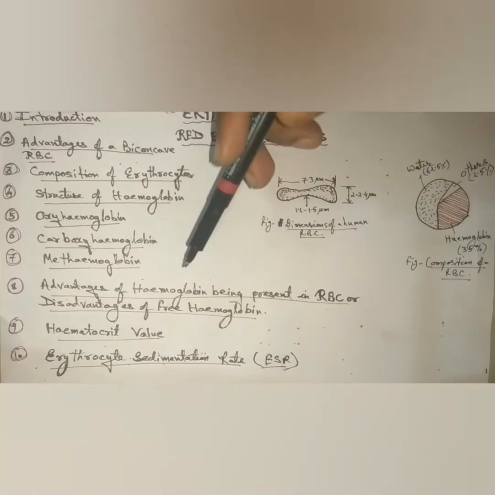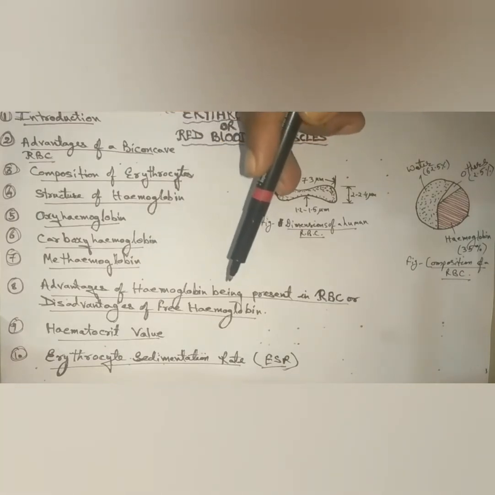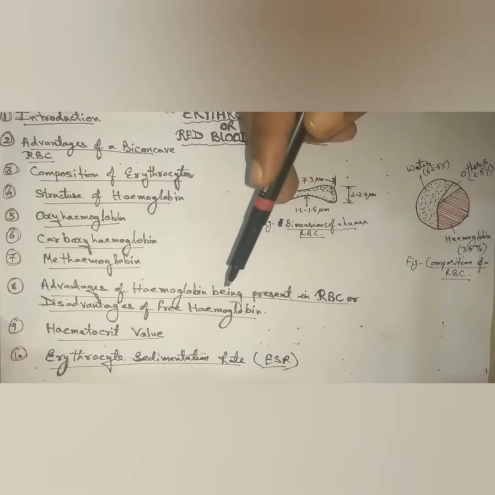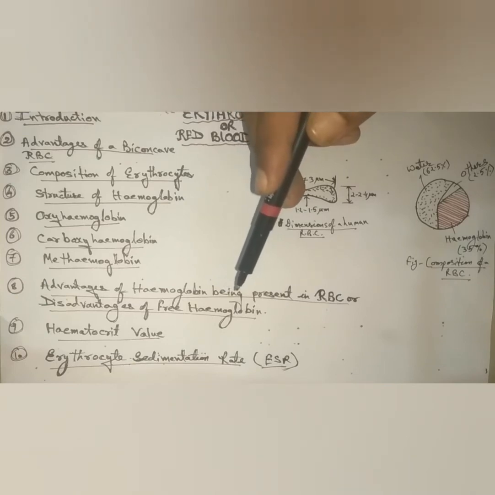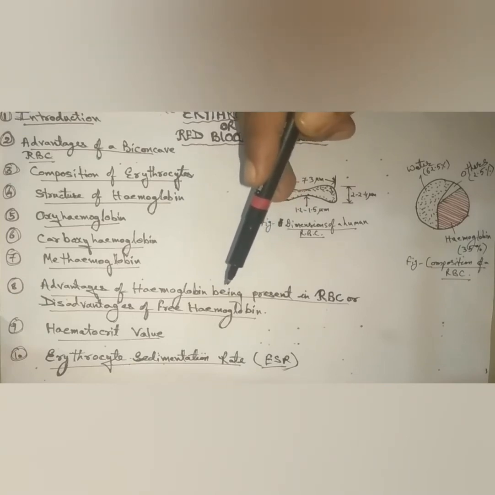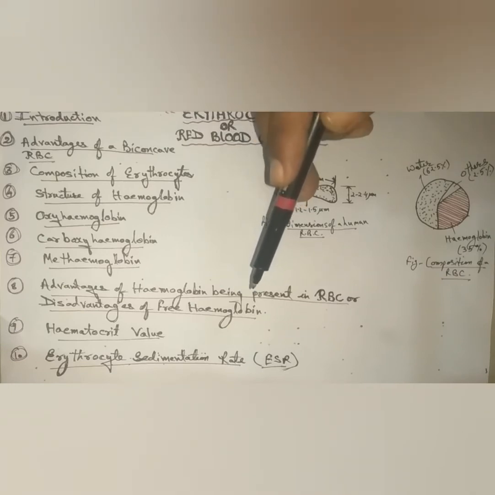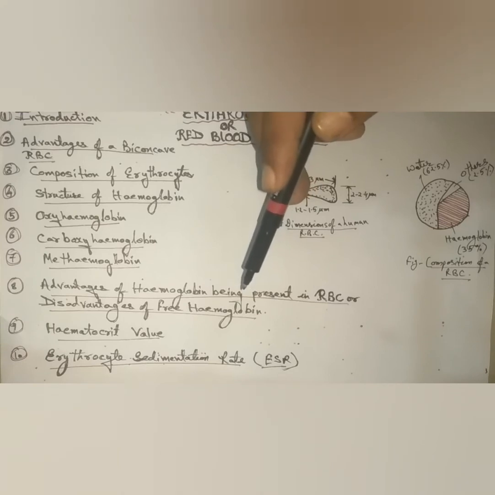Next, advantage of hemoglobin being present in RBC, or disadvantage of free hemoglobin. Free hemoglobin will increase the viscosity of plasma. This will increase the blood pressure. It will increase the osmotic pressure of plasma. This will interfere with the water exchange between capillaries and tissue space. Free hemoglobin, if present, will have more chance to be lost from the kidney and also results in kidney damage. Tissue macrophages can take up free hemoglobin and destroy it.